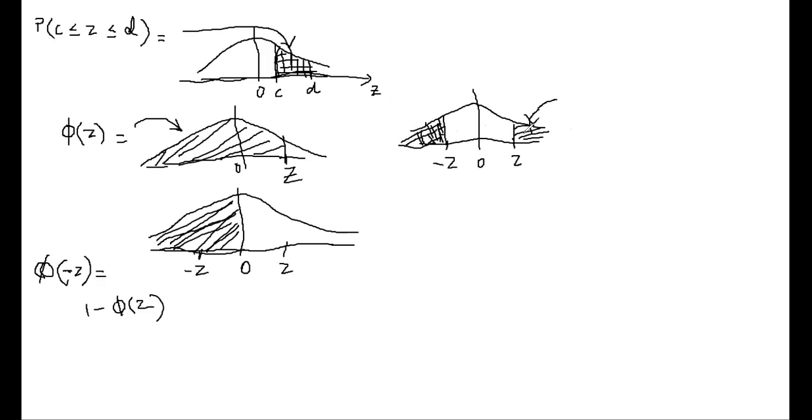And what about this one? This is nothing but total minus the left hand side of z. The total area is 1, minus the area to the left of the ordinate at z. What does it represent? This is our phi z. So in this way, phi of minus z will be 1 minus phi z. Is it understood by all? Yes, ma'am.